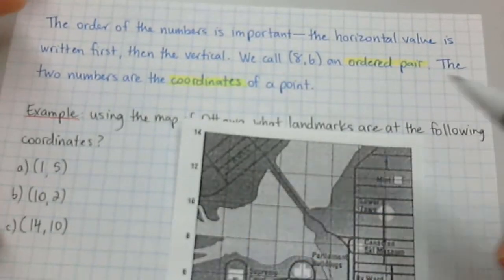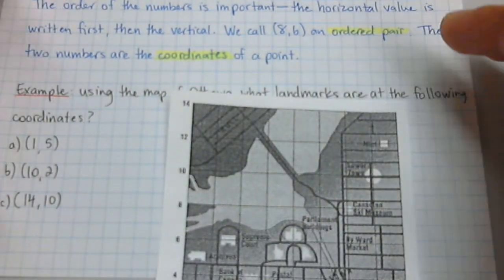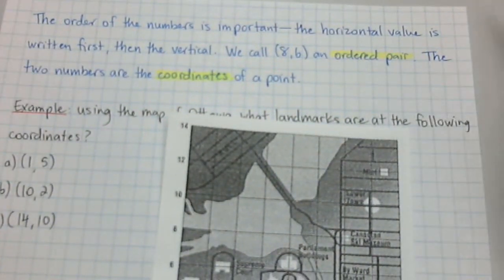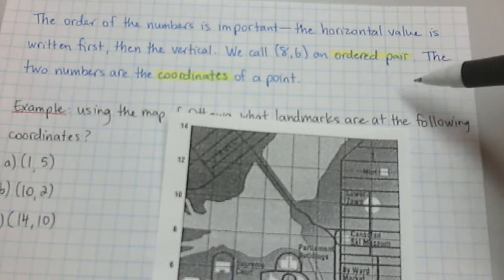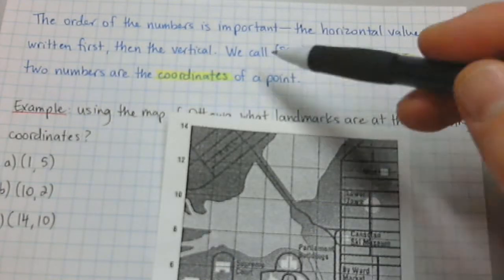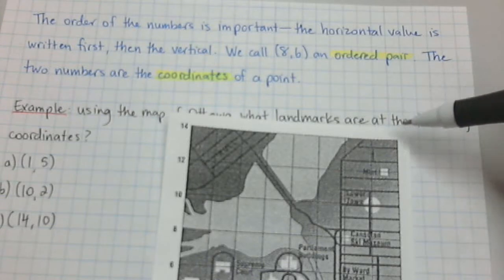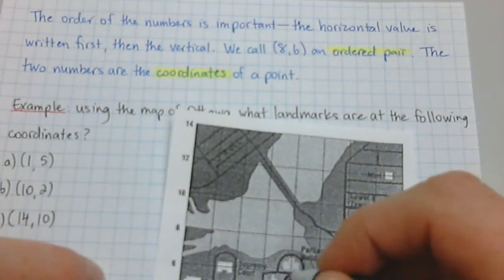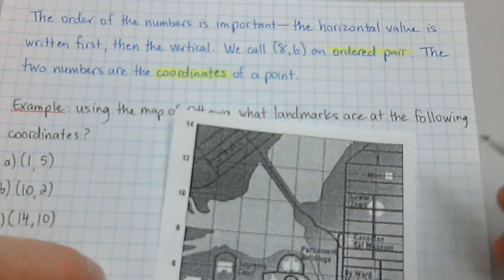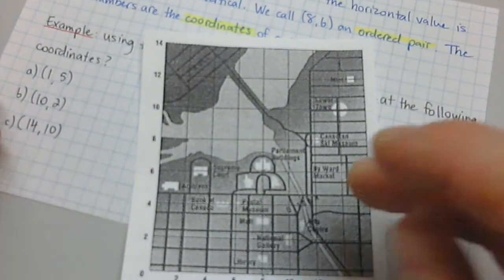We talked about the Parliament buildings as 8, 6. We call 8, 6 an ordered pair. The two numbers are the coordinates of a point, right? And so 8, 6 meets right here for the Parliament buildings.